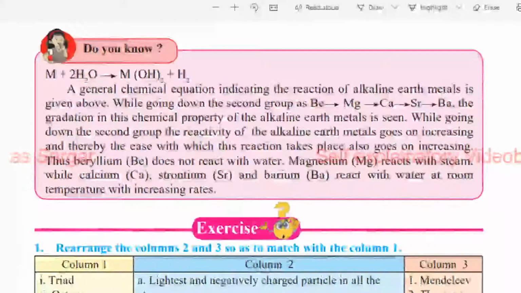Now, in another box: do you know? M plus 2H2O gives M(OH)2 plus H2. That is, a general chemical equation indicating the reaction of alkaline earth metals is given above. While going down the second group, from beryllium to magnesium to calcium to strontium and so on, the gradation in this chemical property of the alkaline earth metals is seen. While going down the second group, the reactivity of the alkaline earth metals goes on increasing, and thereby the ease with which this reaction takes place also goes on increasing.